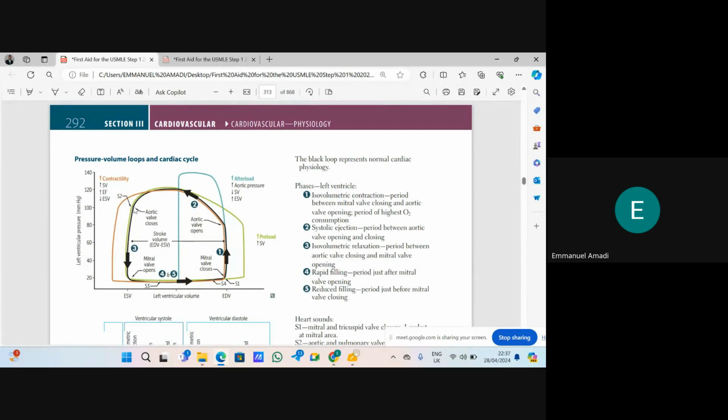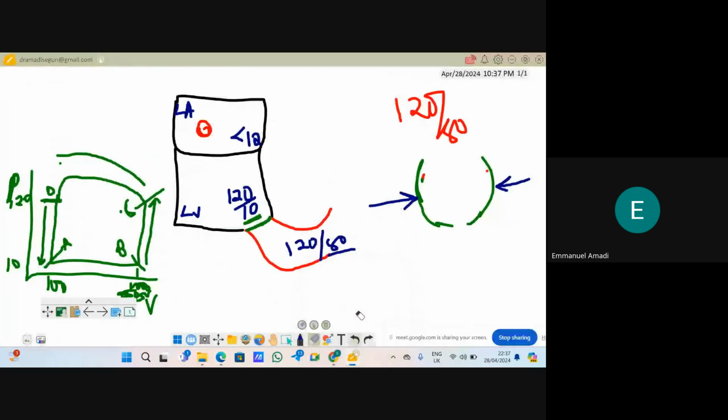Now let us tie in more concepts to this. You need to learn how to play with this information. Now let us look at this.